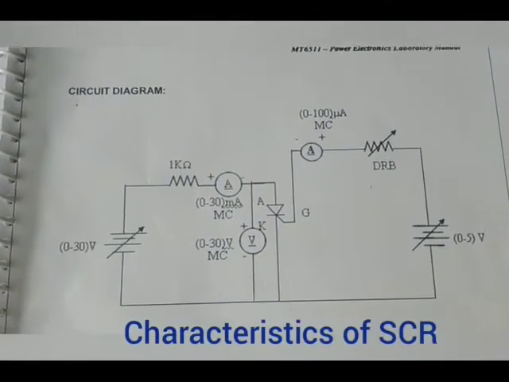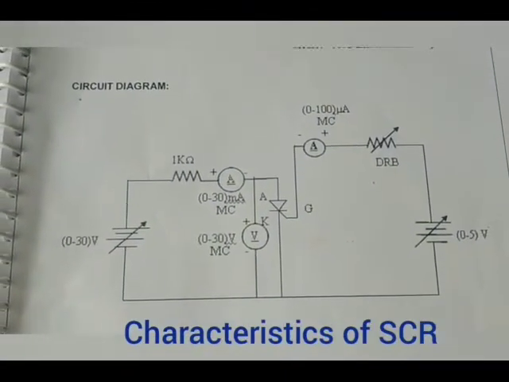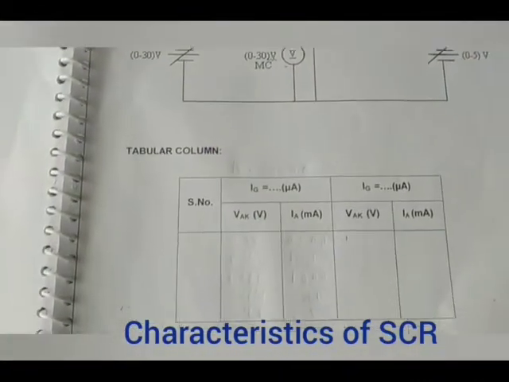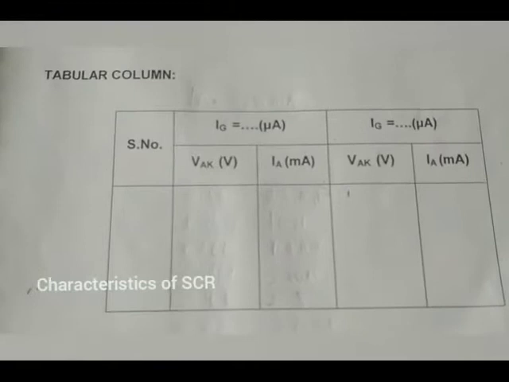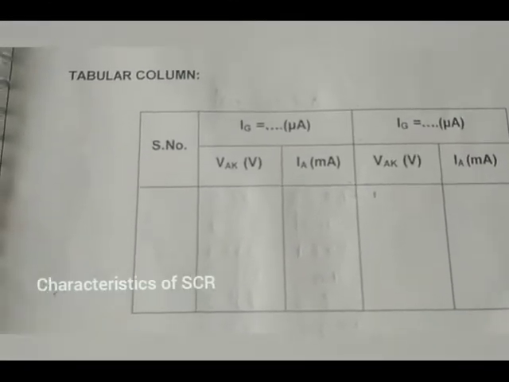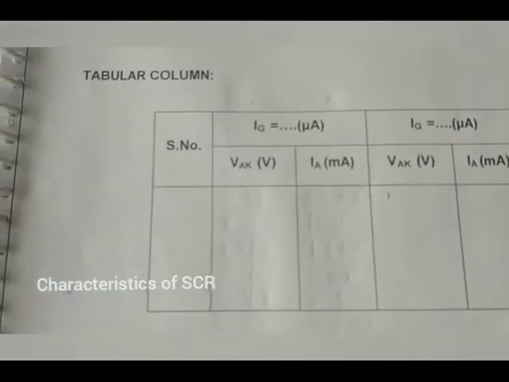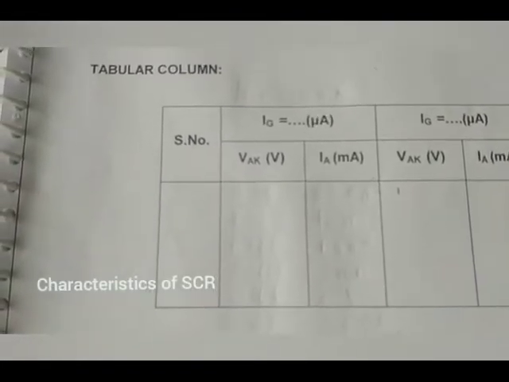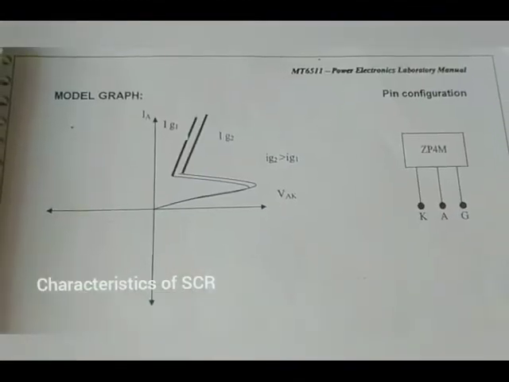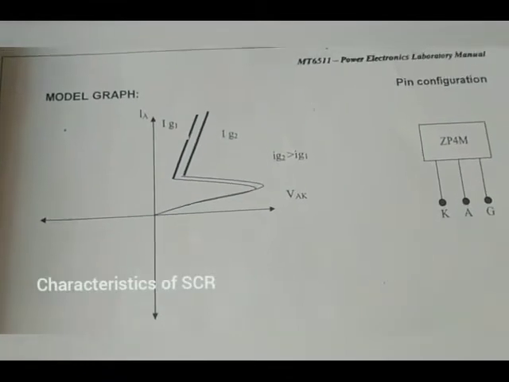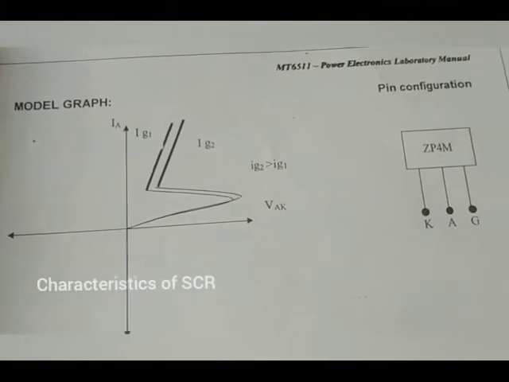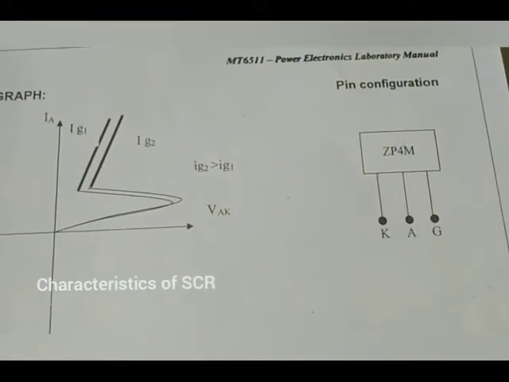And this is the circuit diagram to find out the SCR characteristics. And this is the tabular column, and here the gate current will be constant, and we should find out cathode anode voltage and anode current. And here is the model graph. They have found the readings for two constant gate currents, and this is the pin configuration.